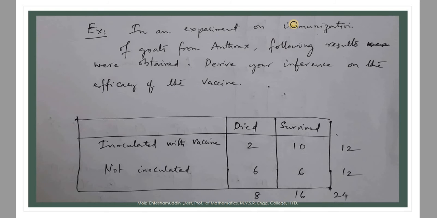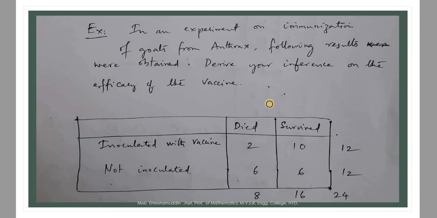Here in an experiment on immunization of goats, it's like vaccination of goats from anthrax, which is a disease caused by anthrax. So the following results were obtained. Derive your inference on the efficacy, that is, the effectiveness of the vaccine.